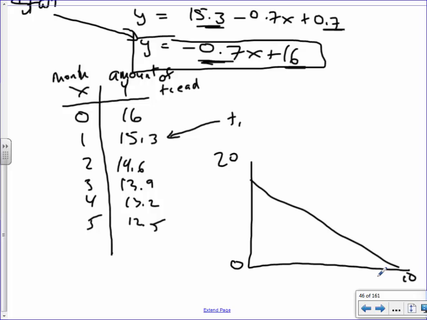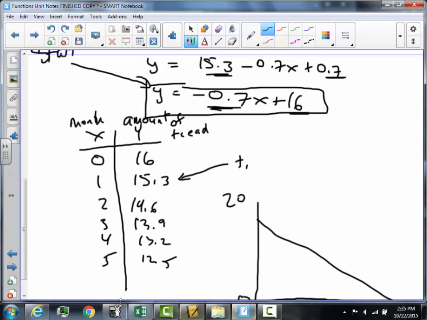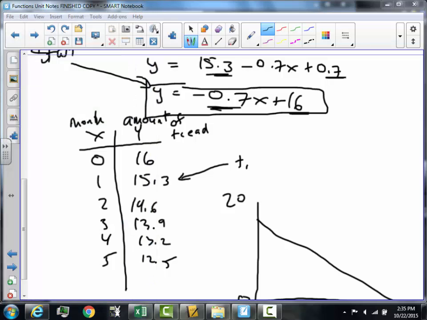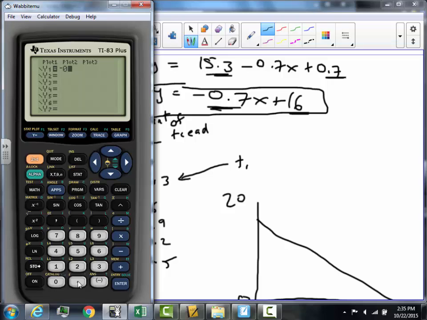What do you mean by window? Okay, so you know how when you type it in your graphing calculator? If I type in negative 0.7x plus 16. See how this graph, maybe I'm not seeing the whole graph. You should go to window right here and play around with the window size so that you get a good looking graph. Just like when I make you guys graph in chemistry, you should make sure that the graph takes up most of the screen.